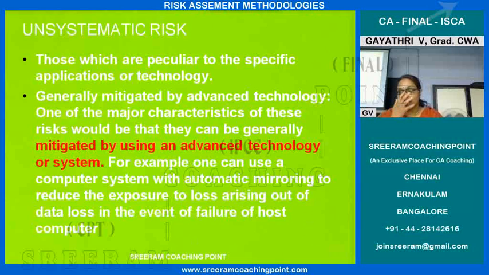Now, let us see the example. It is a technical example. I'll explain what it is, but we would be doing it in detail in BCP-DR2. Okay? One can use a computer system with automatic mirroring to reduce the exposure to loss arising out of data loss in the event of failure.